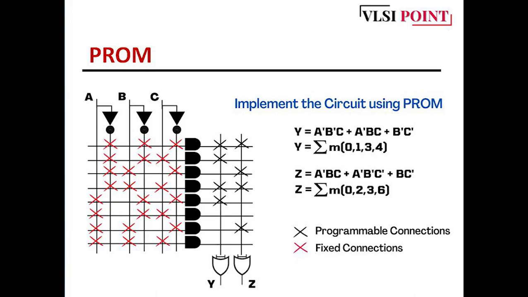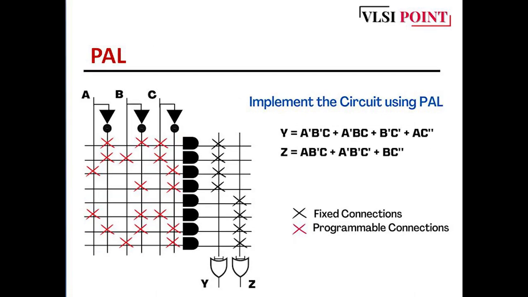The second one is PAL. So how can we implement a circuit using PAL? Here we have this black, which is the fixed connection, and the red one, which is the programmable connection, because in PAL we have a programmable AND array and a fixed OR array.